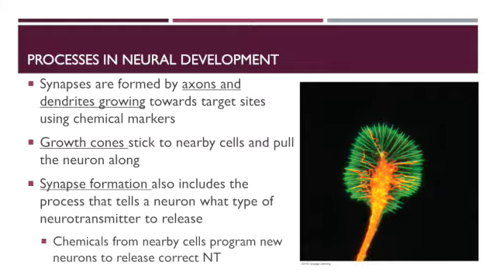And synapse formation also includes the process that tells the neuron what type of neurotransmitter to release. So in addition to growing towards a particular chemical site, along the way, it's also differentiating to release particular kinds of neurotransmitters. So not every neuron releases every kind of neurotransmitter. And chemical signals from the nearby cellular environment are what tell these neurons what kind of neurotransmitter to release. So if you're in an area full of serotonin neurons that release serotonin, those cells are going to tell you, oh, you should also be releasing serotonin. So it's almost like conforming to what every other neuron is doing around you.